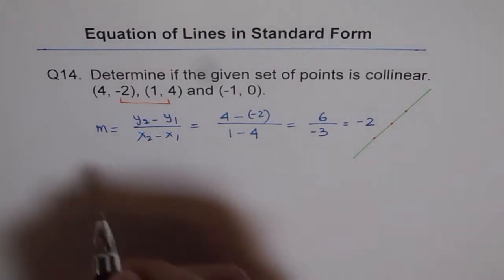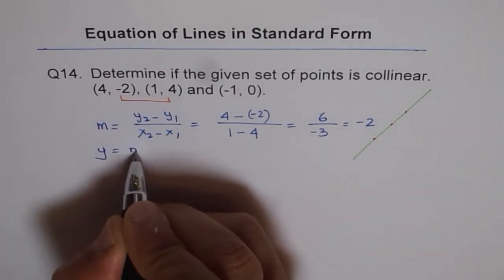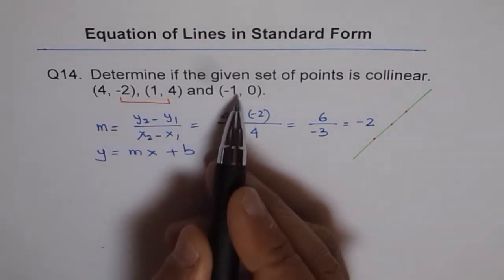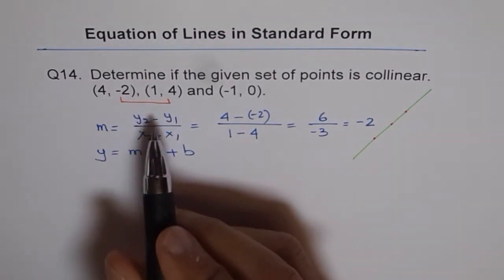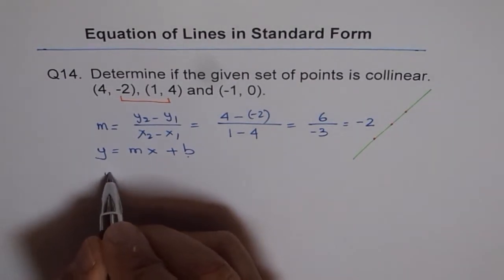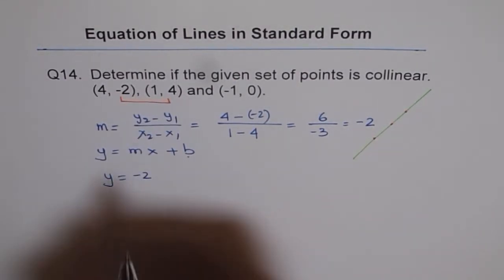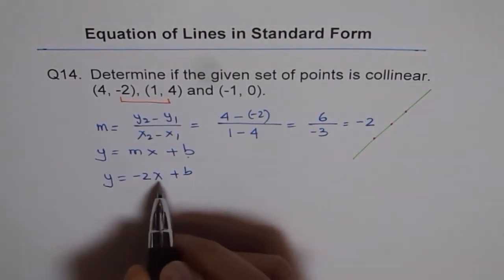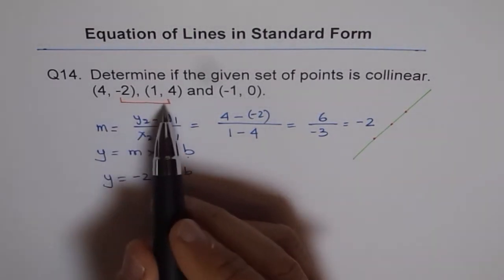So we can write this line in slope-intercept form and say y equals mx plus b, right? And here we can use any one of these 2 points to find the equation, rather the y-intercept. So we know the slope is minus 2, so we'll write minus 2 for m. Let's write down the equation first with the slope. And now to find the value of b, we can plug in any of these points.